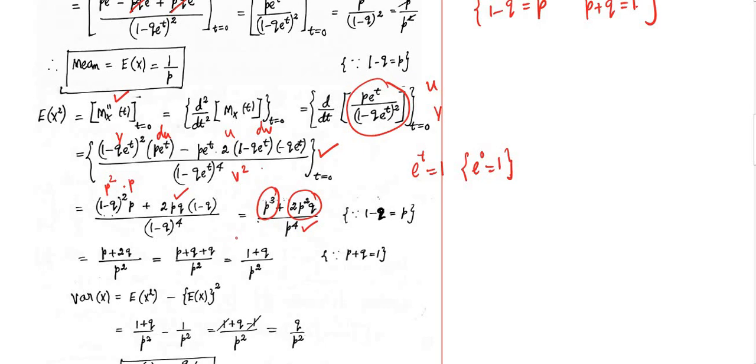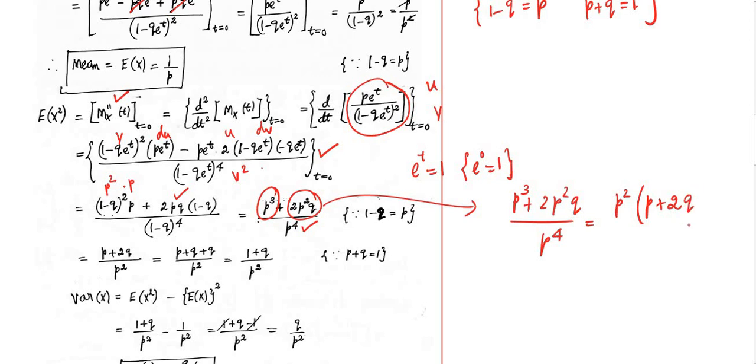When I take p square common outside here, actually, I am simplifying this step. p cube plus 2p square q divided by p power 4. I am taking a p square value common in the numerator. So here p plus 2q divided by p power 4 over p square. You can cancel with the denominator. It will be p square. So I got p plus 2q divided by p square.